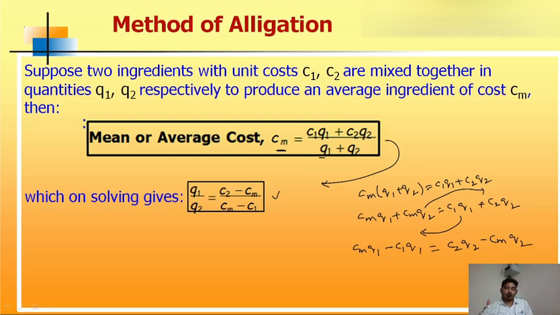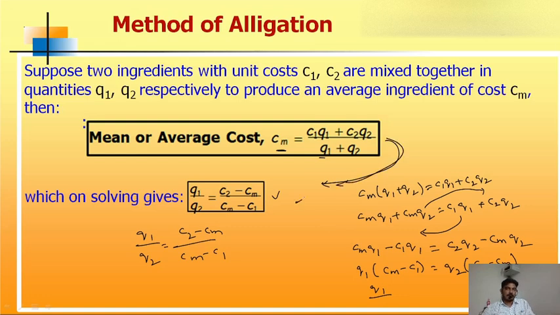If I take Q1 common here, it is Q1 times Cm minus C1, and that equals Q2 common times C2 minus Cm. If I take the ratio Q1 divided by Q2, it is C2 minus Cm divided by Cm minus C1. So if I rearrange the equation, I get this type of equation.